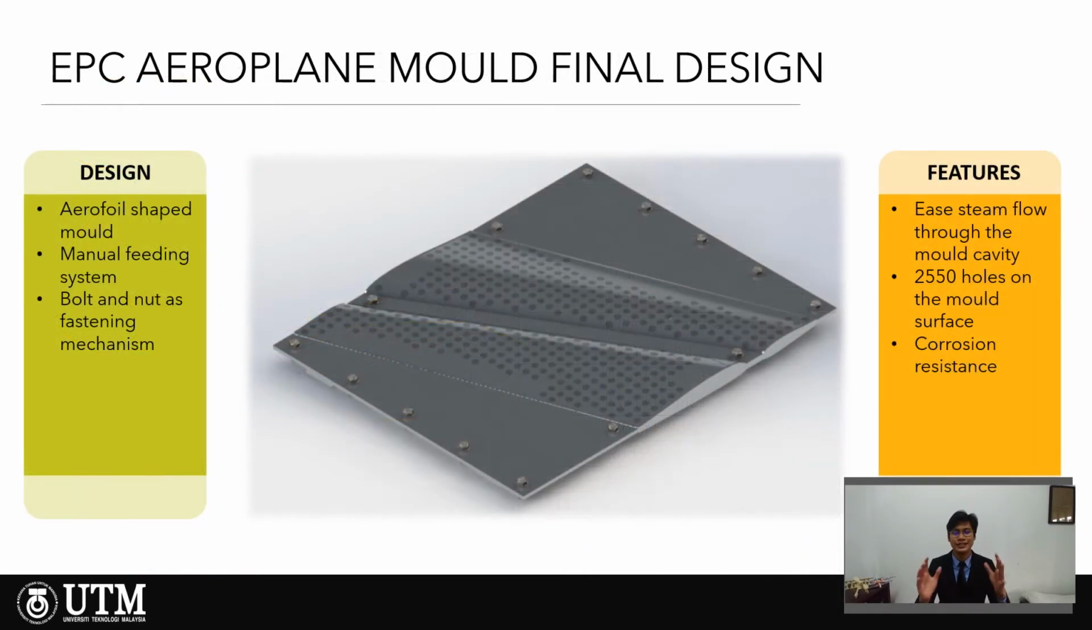Now this is the finalized design of the mold. You can see it has an aerofoil shaped mold. We need to use manual feeding, and it is held together by bolts and nuts as a fastening mechanism. The aerofoil shape will ease the steam flow through the mold, having a total of 2,550 holes in the mold surfaces to increase the steam flow in the mold cavities, and of course corrosion resistant due to the high steam temperature.